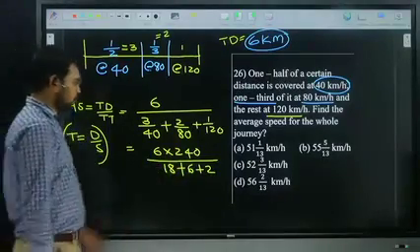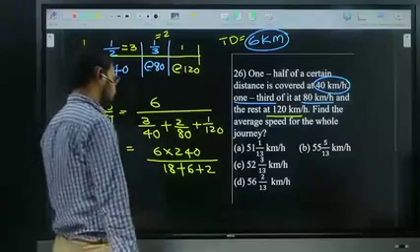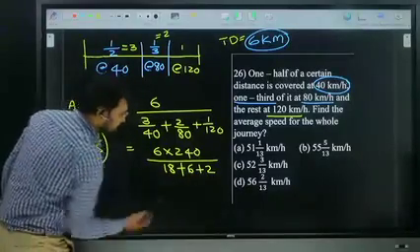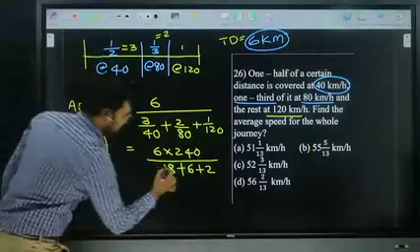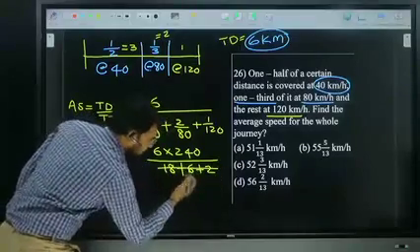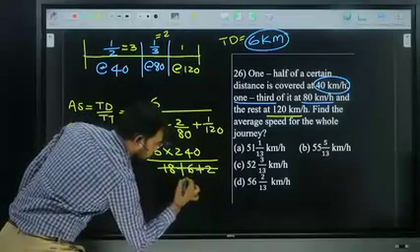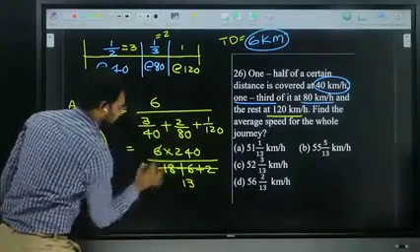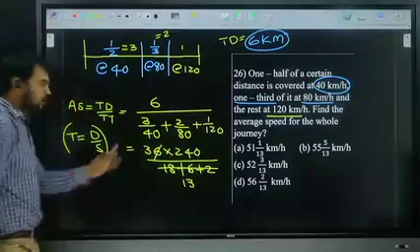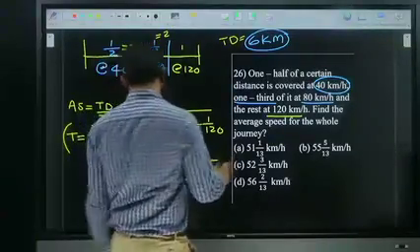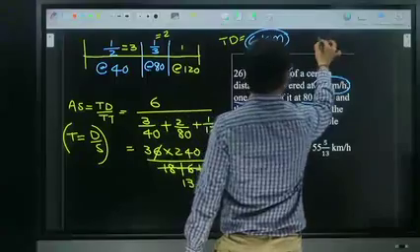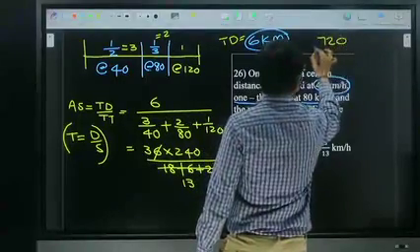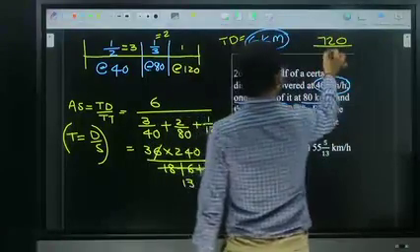So 6 into 240, how much? Otherwise, this is 26. So 3 into 240 is 720. I put here 720 by 13.